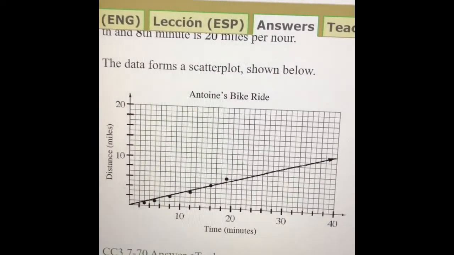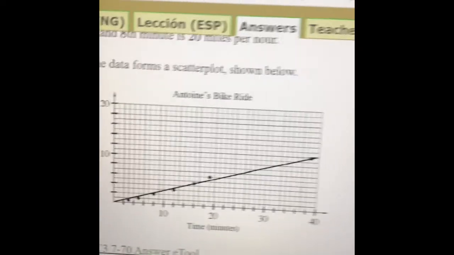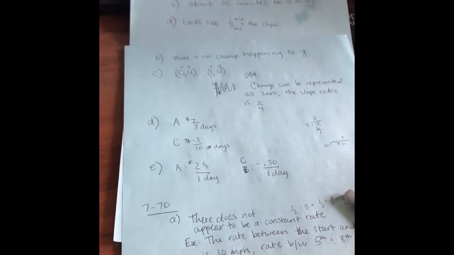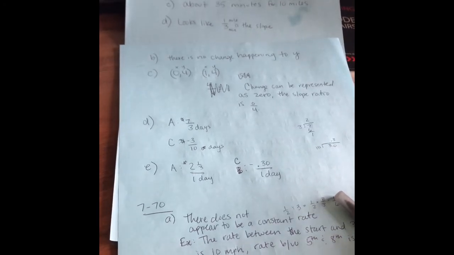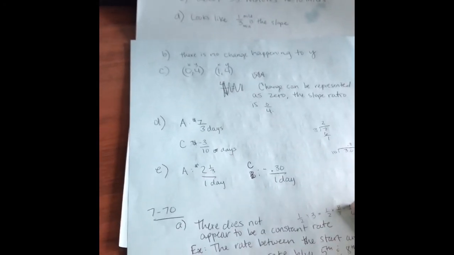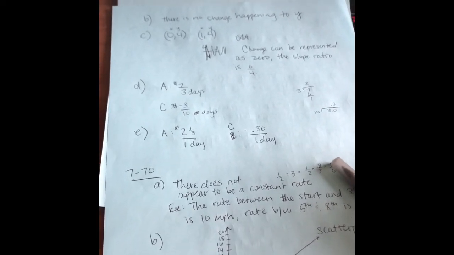So here's CPM's graph, so it kind of matches mine. And his rate, where did it say part D? Part D. His general rate, find the slope of the trend line you drew. Yeah, so about 1 mile takes him about 3 minutes.